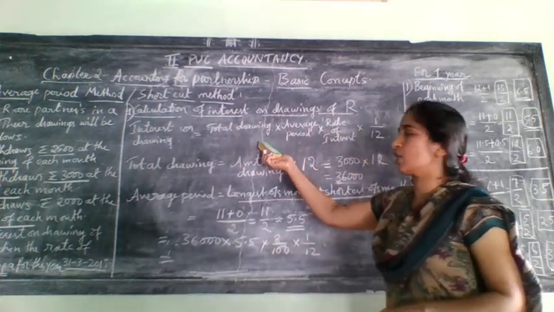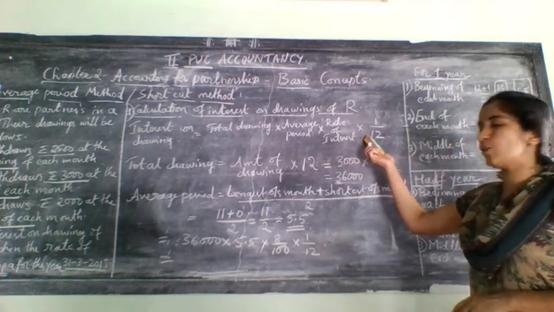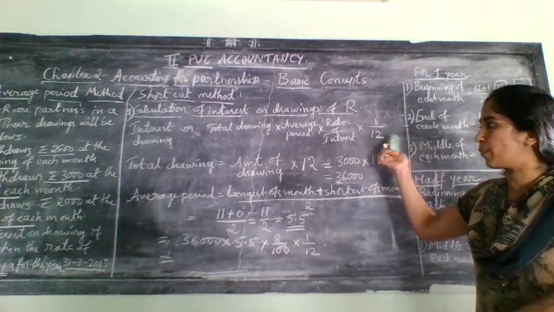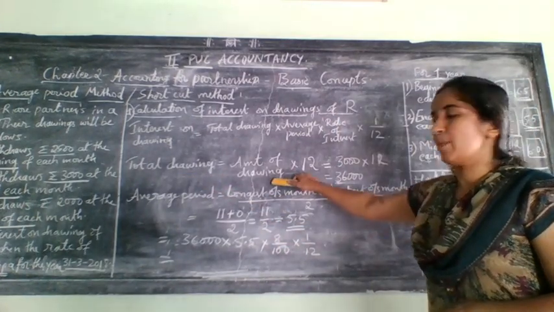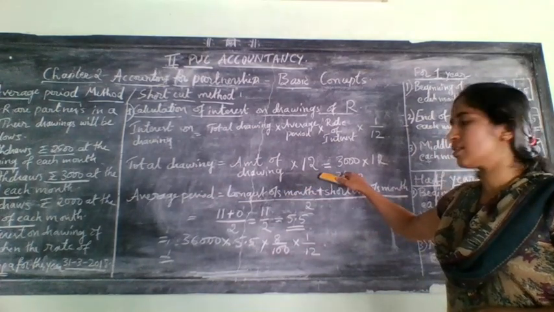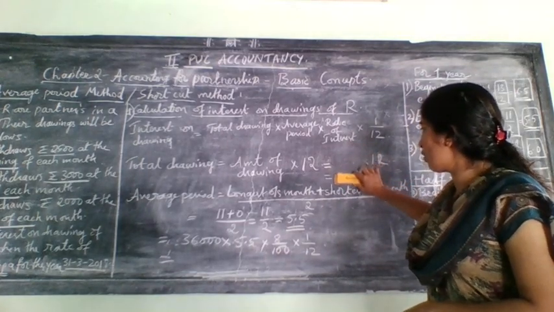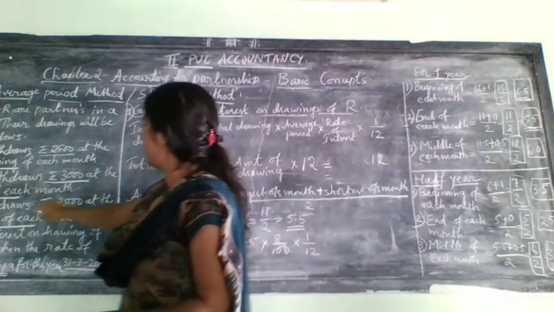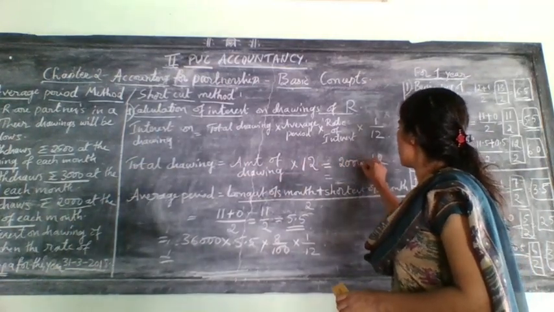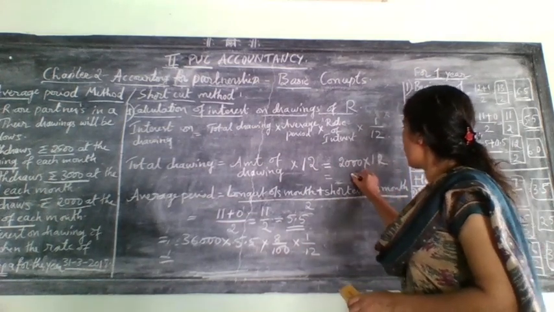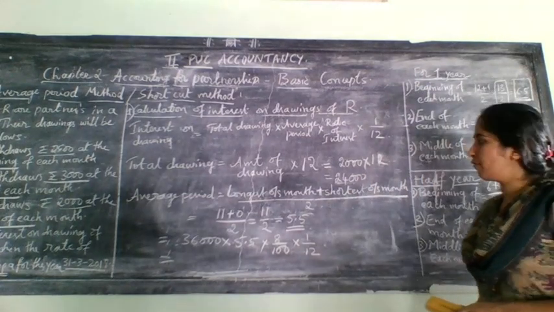Write interest on drawing is equal to total drawing into average period into rate of interest into 1 by 12. Now, total drawing. Total drawing will be amount of drawing into 12. Why? Because it is for one complete year. Now, amount will change. What is R's drawing? It is 2000. 2000 into 12. It will come 24,000.